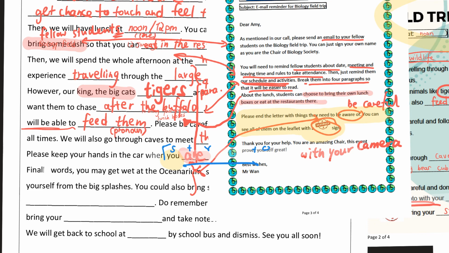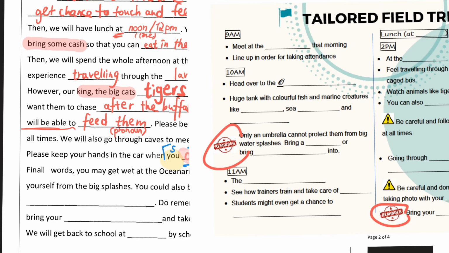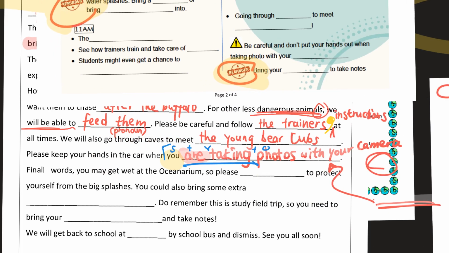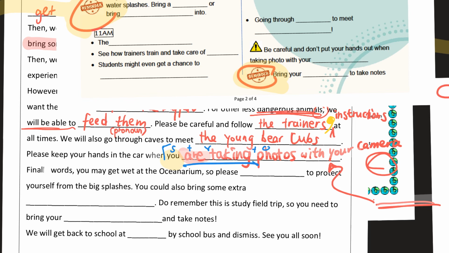Okay, so let's take a look back. Let's hide this. There you go. So we now will look at the reminder signs and see what we can add back to the letter in the final words. Final words. You might get wet at the oceanarium. So for your sake, you better bring a raincoat. Okay, so bring a raincoat to protect yourself.